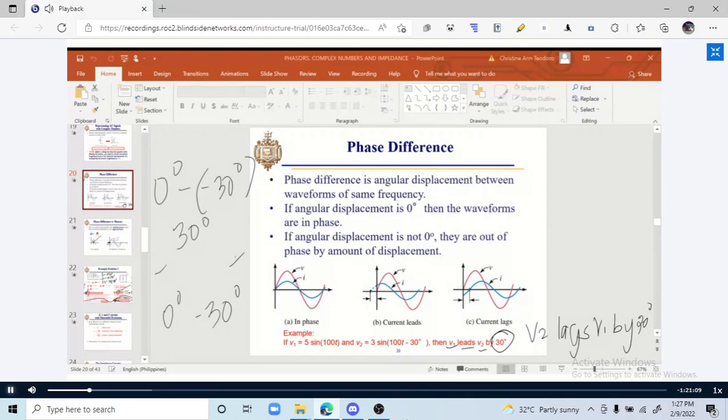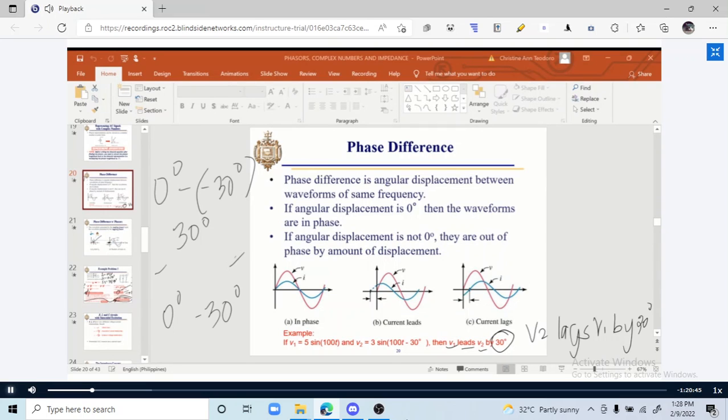Now, observing that V1 has a phase offset of 0 degrees and V2 has a phase angle of negative 30 degrees, can I say that V1 leads V2 by 30 degrees? Yes. What about if I say V2 lags V1 by 30 degrees? Is that also correct? Okay. So that is what I am talking about.